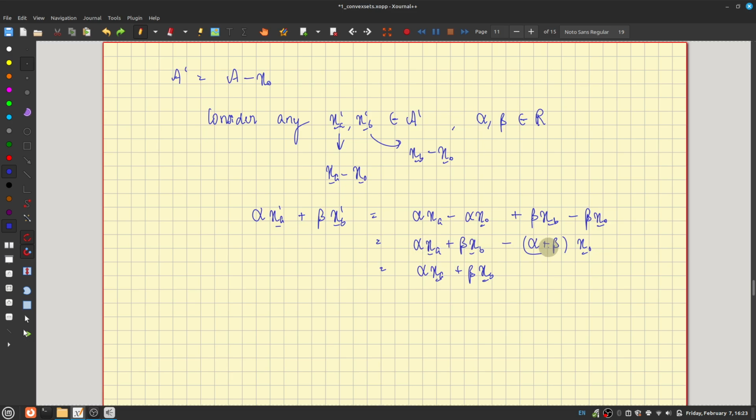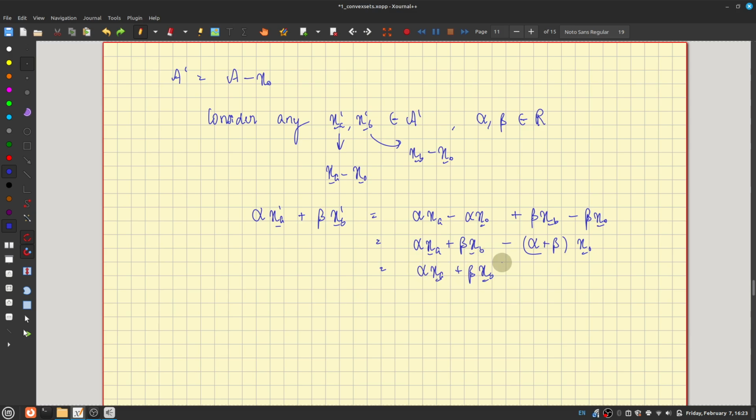What do these coefficients sum to? 0, right? But if I want to show that this belongs to A prime, what do I have to show? I have to show that this combination is some element of A minus x naught. So let me add and subtract x naught to this particular quantity here.